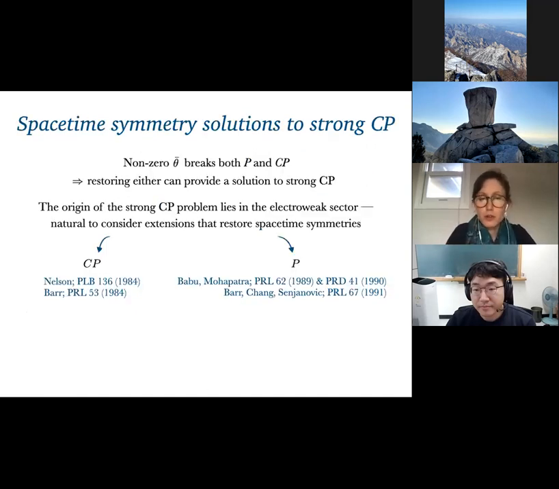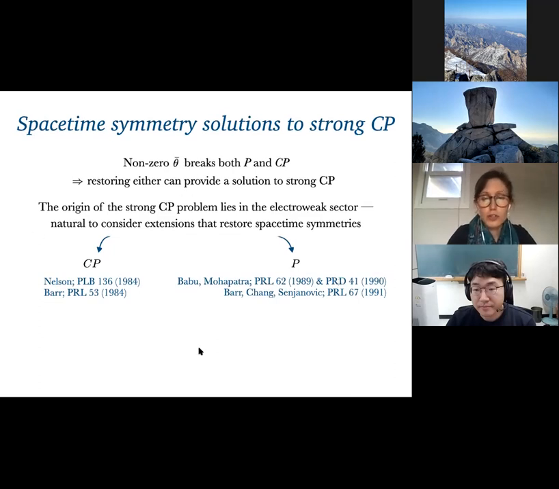An alternative class of solutions to the strong CP problem are those based on restoring space-time symmetries. Since a non-zero value of theta bar violates both parity and CP, restoring either of these symmetries can provide a solution to the strong CP problem. Even though, again, theta bar measures the amount of P and CP violation in the QCD sector, the origin of the strong CP problem, as we just discussed, really lies in the features of the electroweak sector, the fact that it is the electroweak interactions that maximally violate these two symmetries.